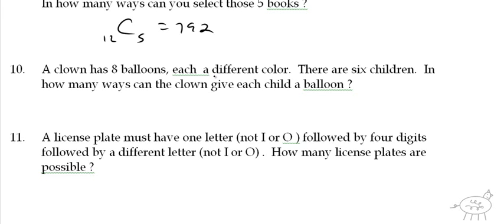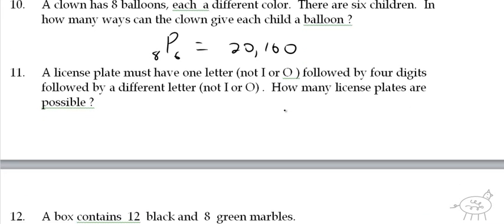So there's some order involved here because it's not like I'm getting a group of balloons and giving them to kids. Okay, so there's order involved here, and this is a permutation. So it's 8 balloons, and I'm giving them to 6 kids. So 8P6, which is 20,160.